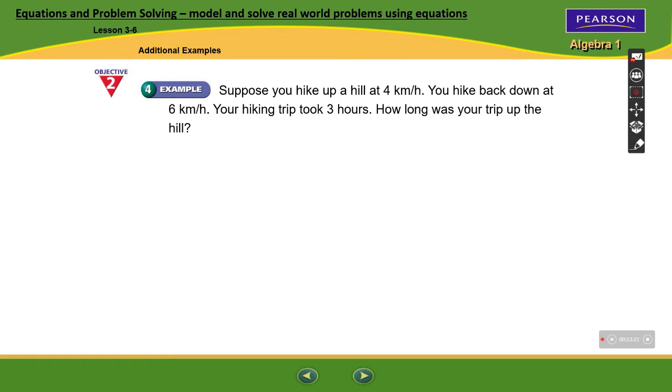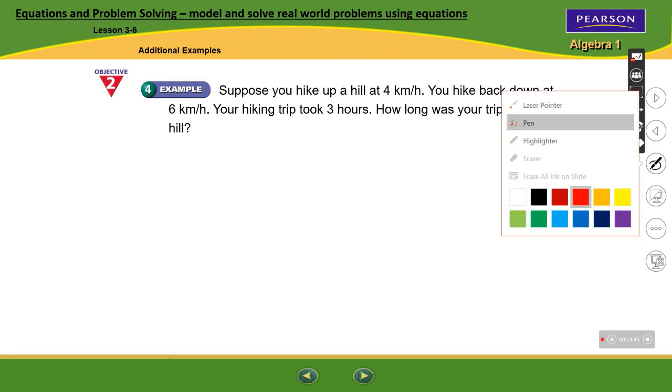So what we've got again is two distances that are equal, because your trip up the hill should be the same distance as your trip down the hill, unless you took a different route. But if you took a different route, that's going to change everything, right? So we're going to assume that our distances are the same, and we know the total time is 3 hours. So let's start to set this up.